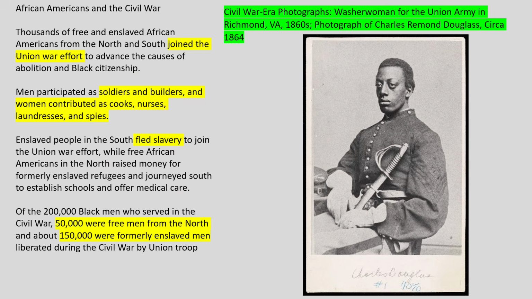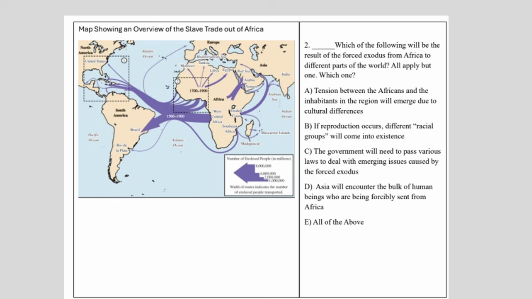African Americans participating in the Civil War. Which of the following will be the result of forced exodus from Africa to different parts of the world? All of these apply but one. I'm not sure how many of these particular questions are going to be used on the test.